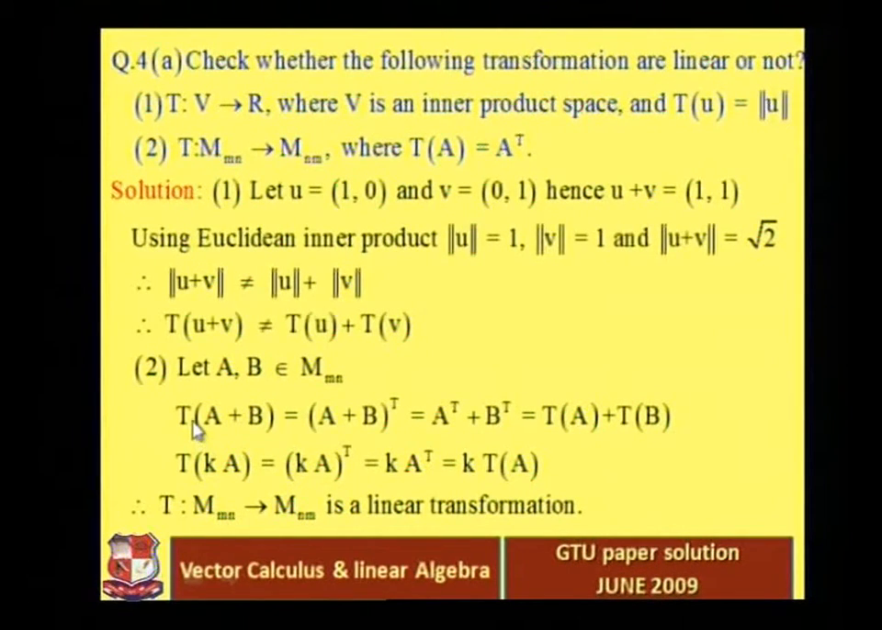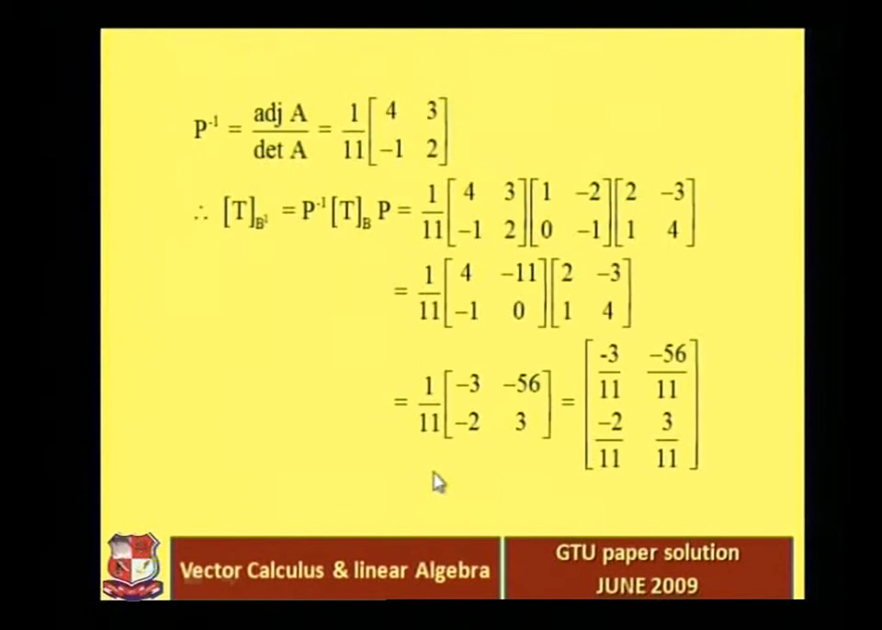So hence the first one is not a linear transformation and the second one is a linear transformation, right? Because it satisfies both of the conditions: T of A plus B is equal to T of A plus T of B, and T of K times A is equal to K times T of A.